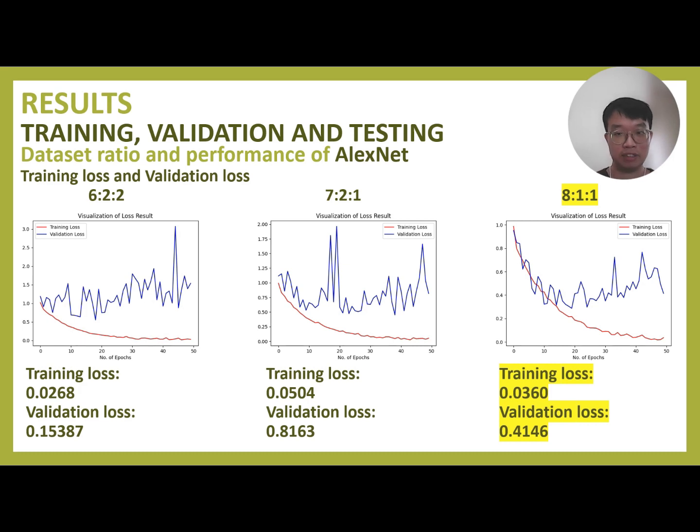Besides, LSNet trained with 811 dataset ratio has the best training loss and validation loss compared to 622 and 721 dataset ratio. It has training loss of 0.0360 and validation loss of 0.4146.